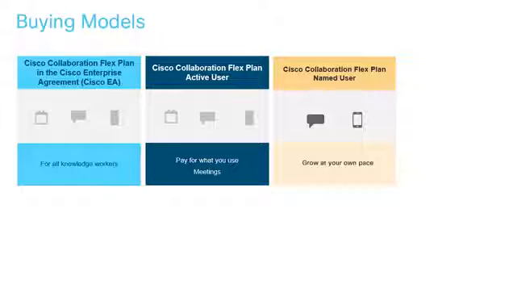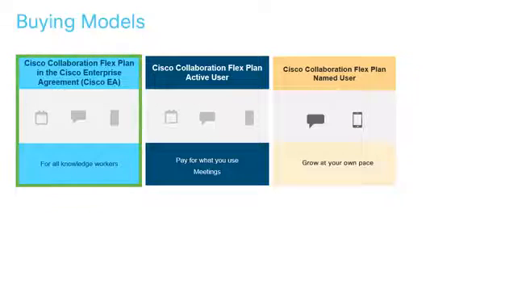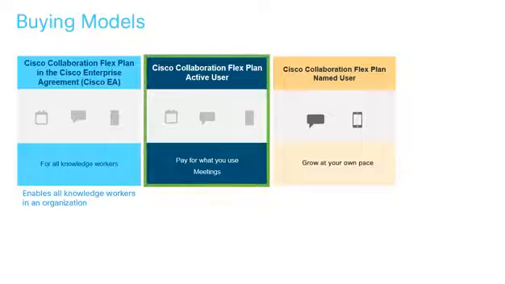Let's look at each of the buying models in the Cisco Collaboration Flex Plan. The first offer is our Enterprise Agreement model. This enables all knowledge workers in an organization, that is, anyone who has a phone and a desktop, with Cisco Collaboration. Active User is a model where the customer pays for what meetings they actually use.